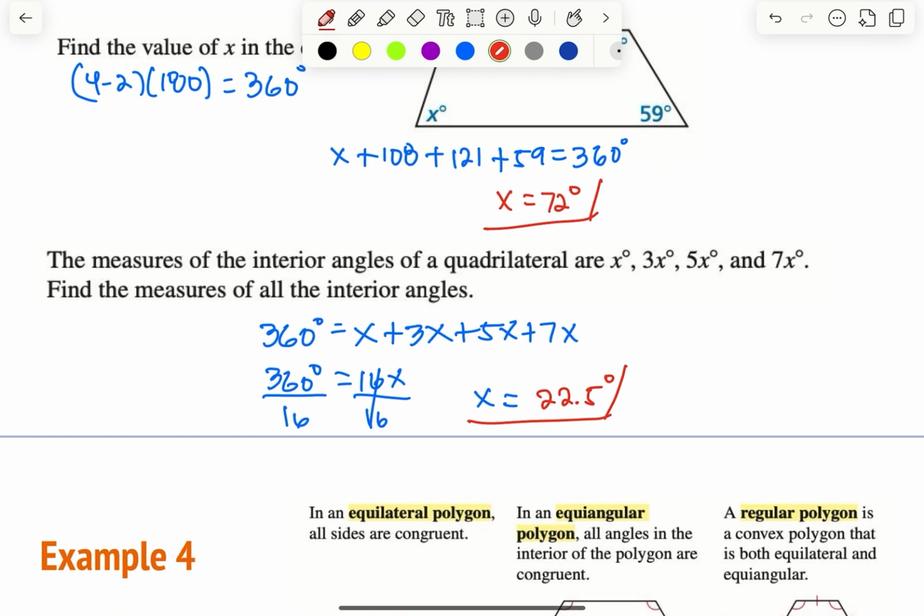And getting the given, this is, and then this one will be 67.5. This one will be 112.5 degrees. And this one will be 157.5 degrees.